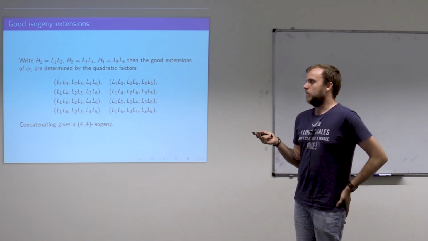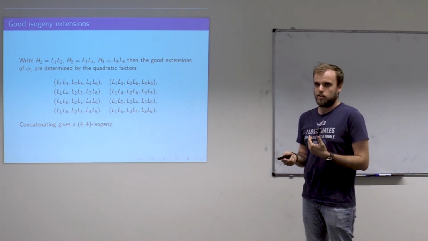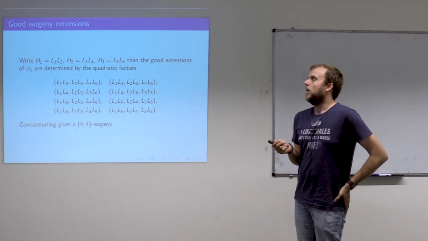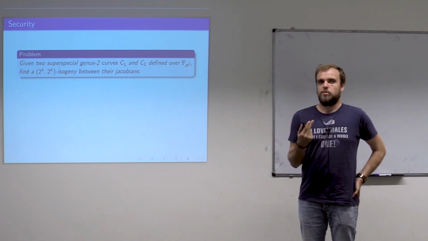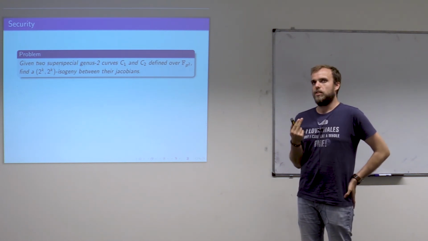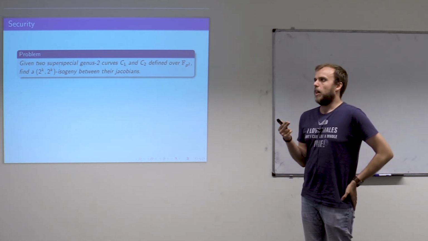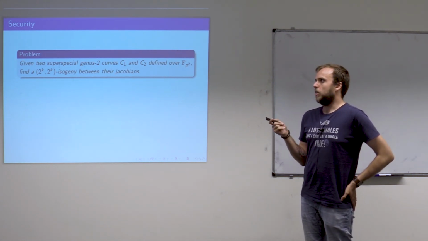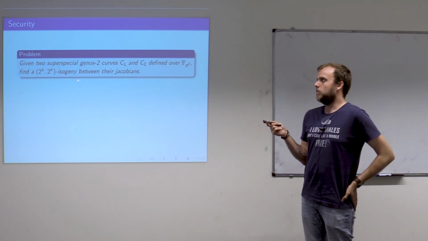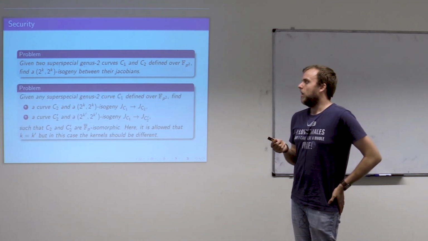Now, concatenating this gives a 4-4 isogeny. Concatenating even further gives an 8-8 isogeny, and so on and so on. So the security is very similar to that of the elliptic curve case. Instead of having to calculate a 2 to the k isogeny between elliptic curves to find a pre-image, now we need to calculate a 2 to the k isogeny between the Jacobians of genus 2 curves.